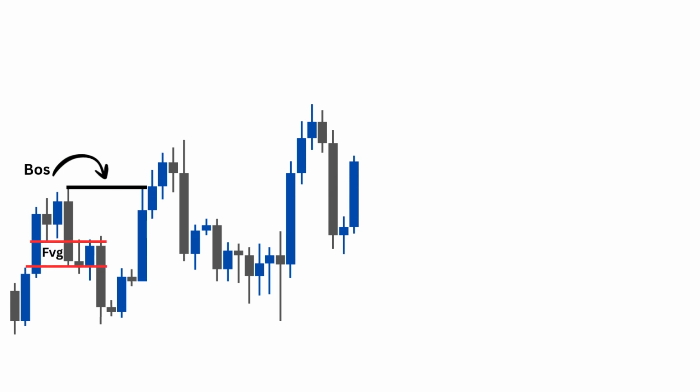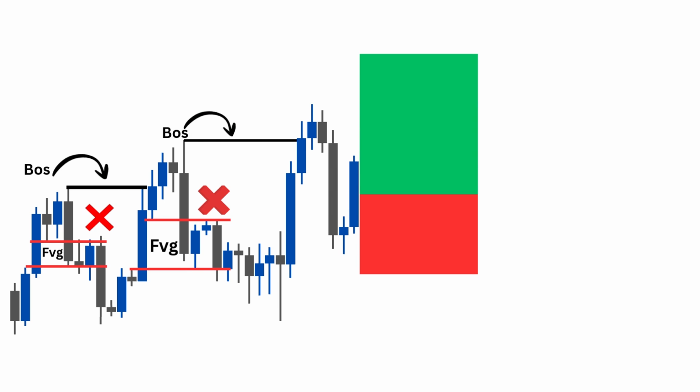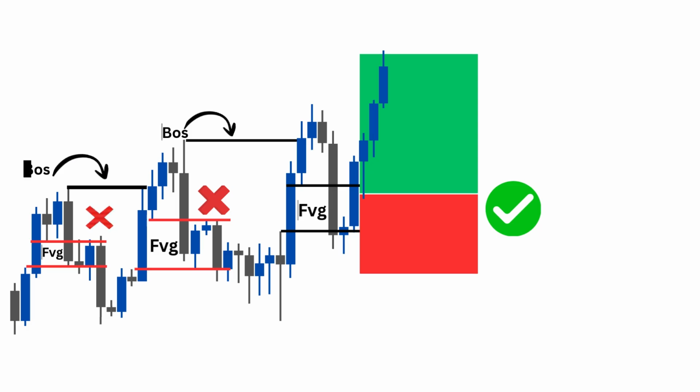Most traders use fair value gaps the wrong way, and this leads to massive losses. How do we fix this? Try these ultimate smart money fair value gap trading hacks and the result will blow your mind. Let's unlock the first hack.